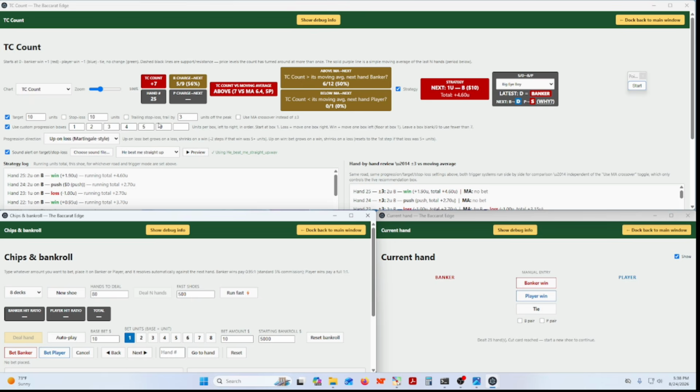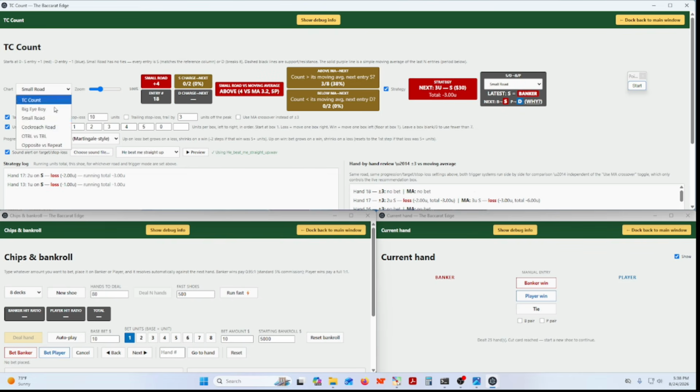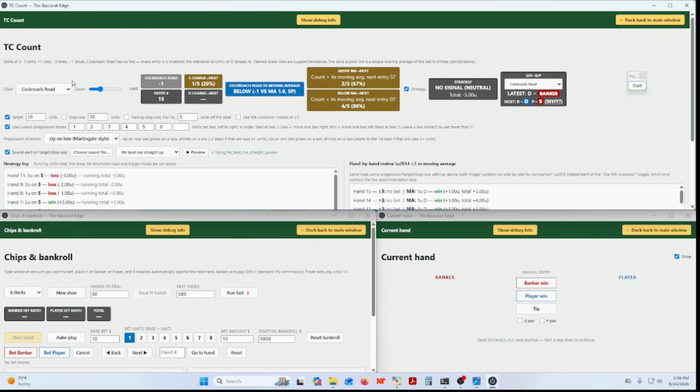Deal 80 hands. If you're too careful, your whole life can become a grind. At the end of the shoe, you made 4 units on the TC count. You made 2 units on that, and this is just going up 1, 2, 3, 4, 5, and coming down by 1 unit, coming down by 1 progression as you go along.